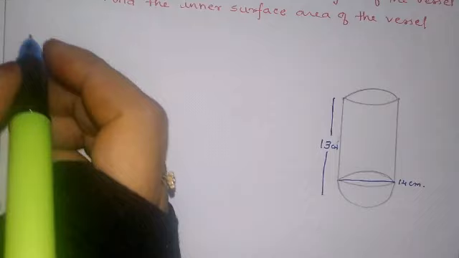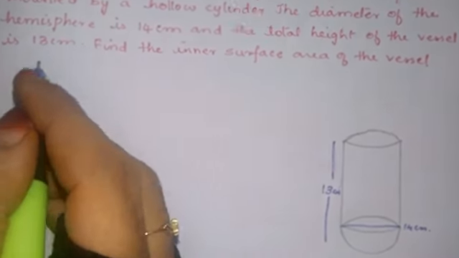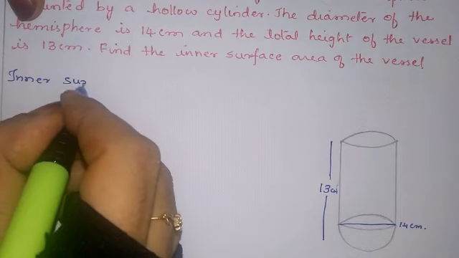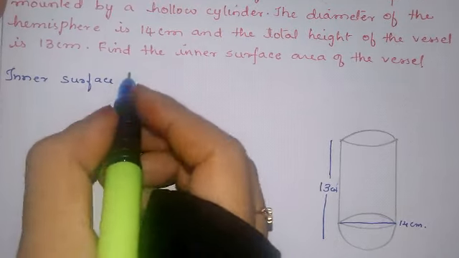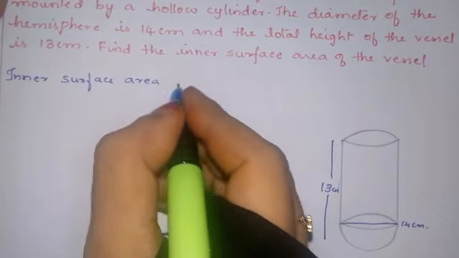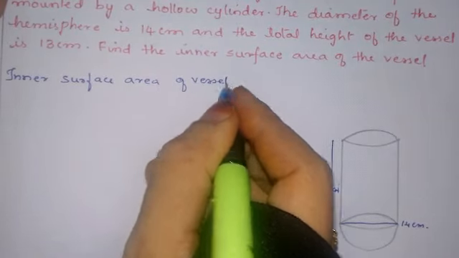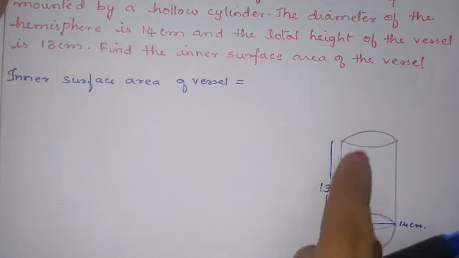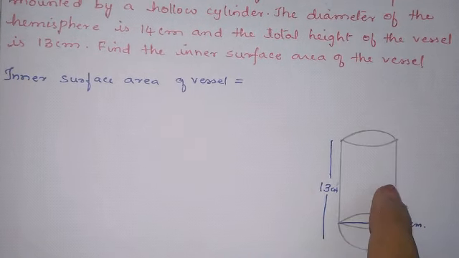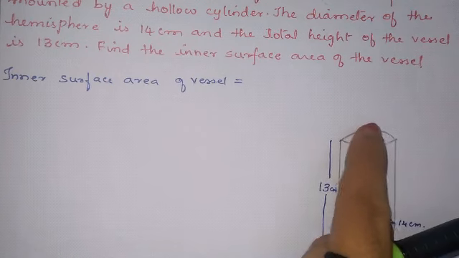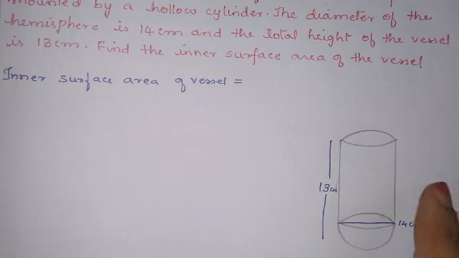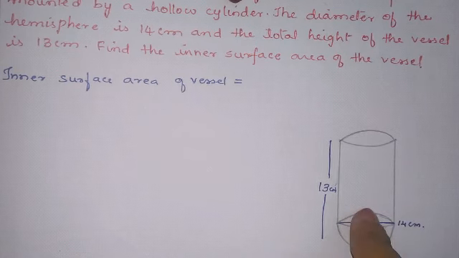Okay. To find inner surface area, what we need to do? First, inner surface area of vessel is equals to CSA of inner part, CSA of hemisphere plus CSA of cylinder. Why CSA? Just surface area we need to find, it is open here. Okay, only surface area we need to find. Hollow it is, empty one.